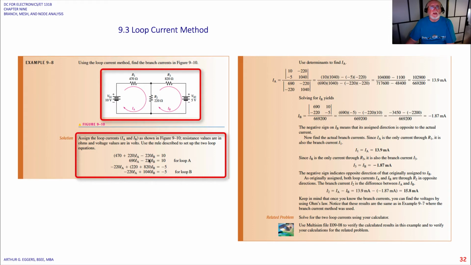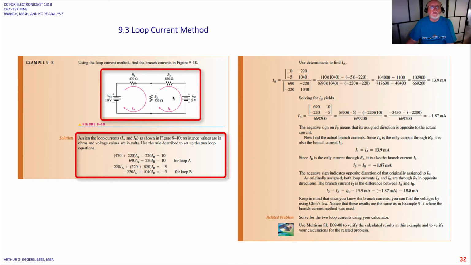And we set that equal to 10 volts. And then what we're going to do is subtract the current and resistor relationship across R2. You'll notice it has a negative sign. So we're going to take 220 I sub B away. So now we're going to combine our terms here. So we've got 690 times the current in loop A minus 220 I sub B and set it equal to 10. And we're done. That's all we can do with that section.